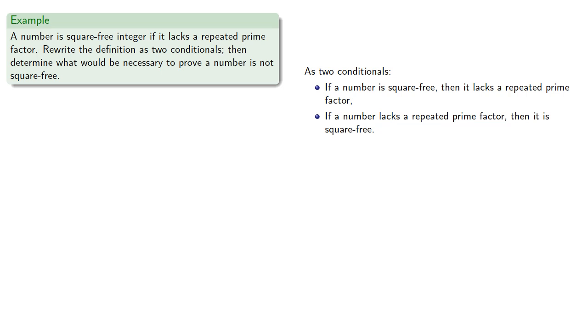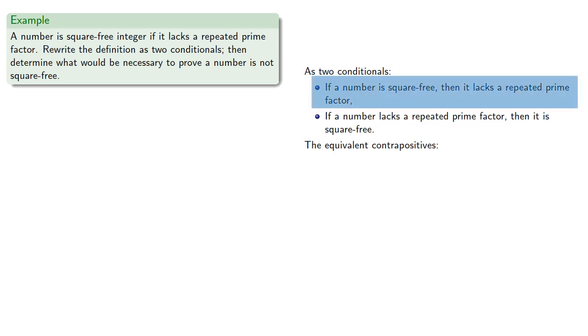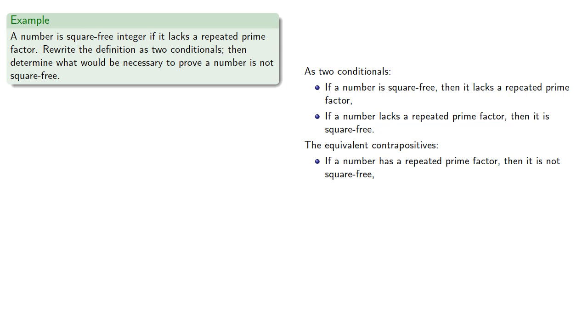So let's also write down the equivalent contrapositives. So we want to negate the antecedent and consequent and switch them. So this first one lacks a repeated prime factor. The negation must be that it has a repeated prime factor, and is square-free becomes it's not square-free. And for our second conditional, is square-free becomes not square-free, lacks a repeated prime factor becomes has a repeated prime factor. So remember, the last thing you write is what you proved.